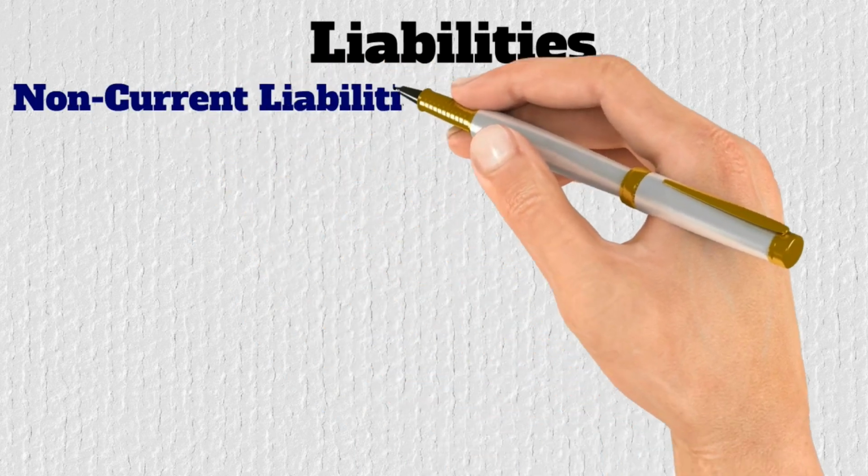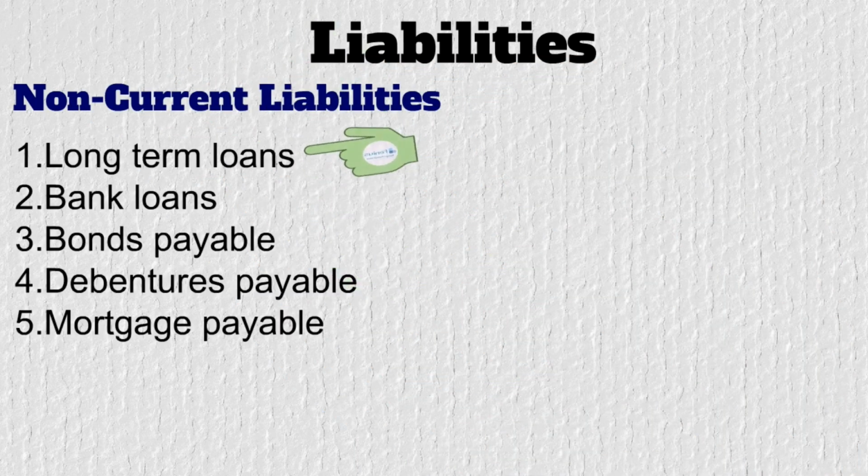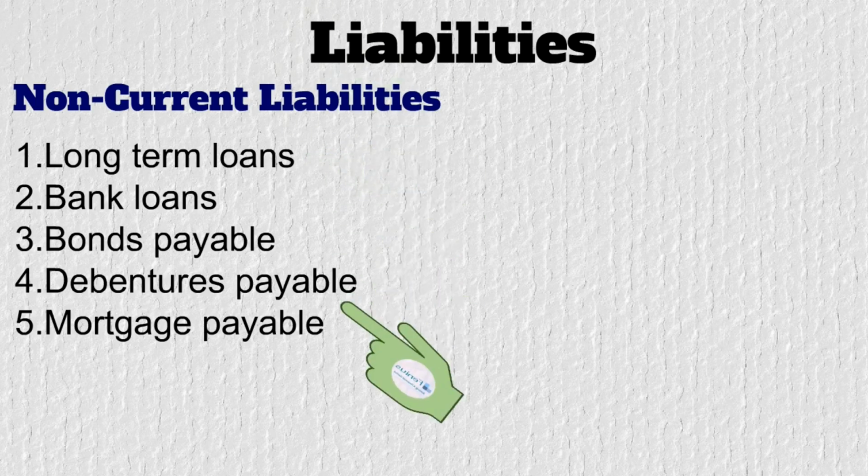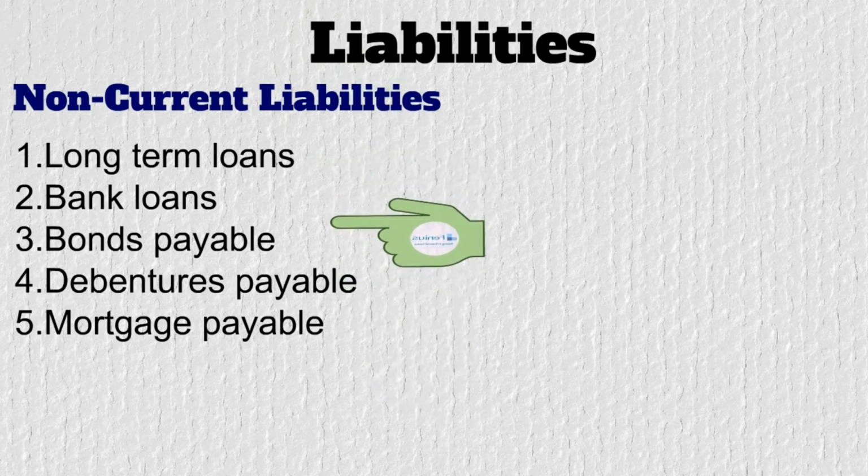On the other side, non-current liabilities or long-term liabilities include the long-term loans, means a loan that you have taken from a bank or from any other financial institution for a longer period of time. Bank loans, bonds payable or debentures payable are long-term debt financing instruments. Then the mortgage payable. These are all the accounts that fall under the category of non-current liability.